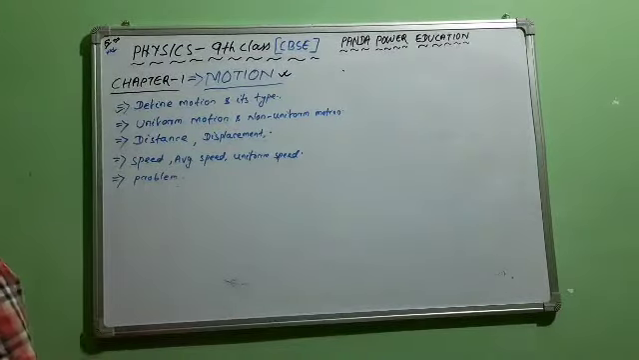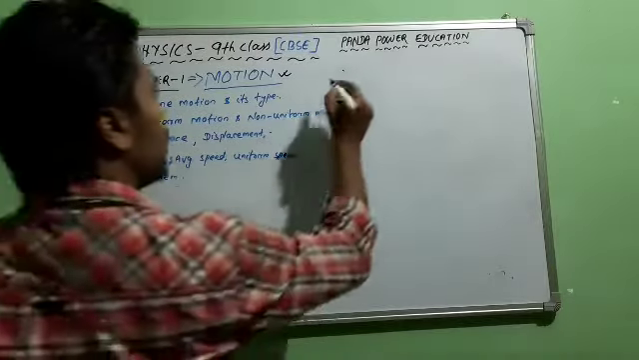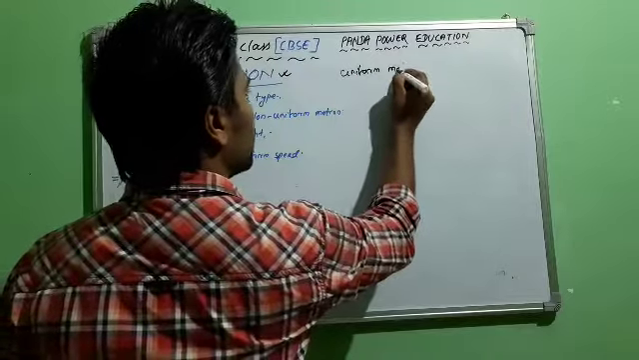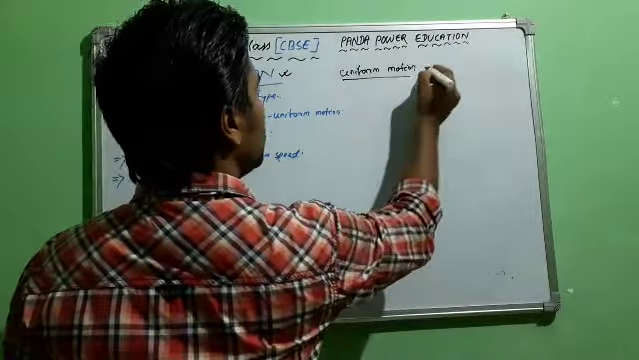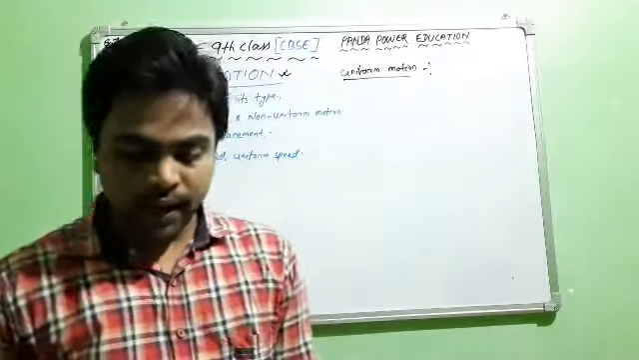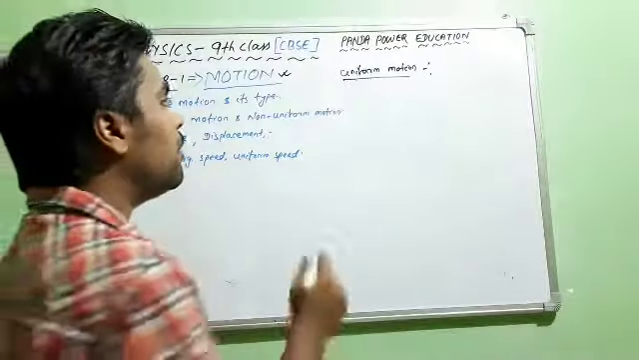Next, uniform motion and non-uniform motion. Uniform motion. What is uniform motion? Write down the note. If a body travels equal distance in equal interval of time.